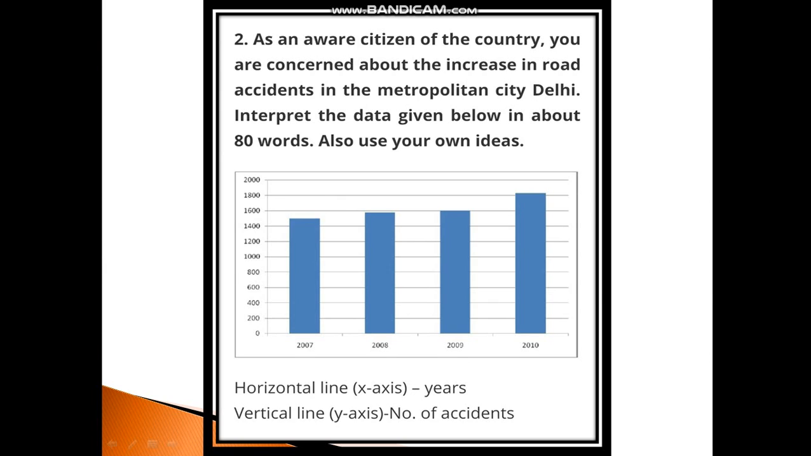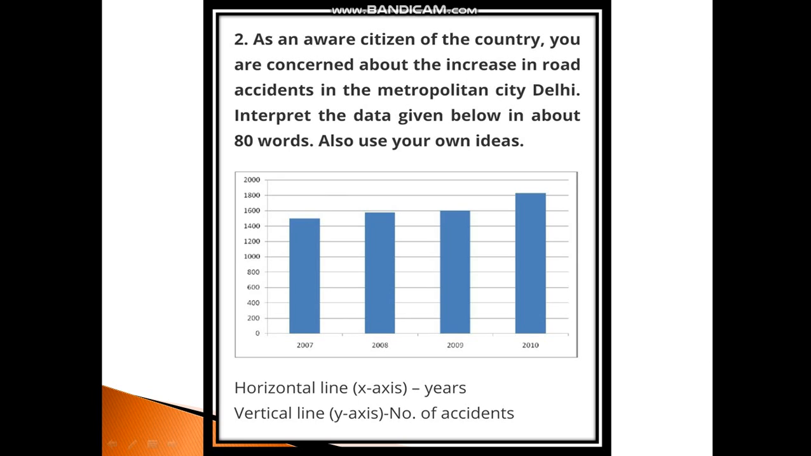And there's one more practice question. As an aware citizen of the country, you are concerned about the increase in road accidents in the metropolitan city, Delhi. Interpret the data given below in about, again here you make it, 100 to 120 words. Also use your own ideas.